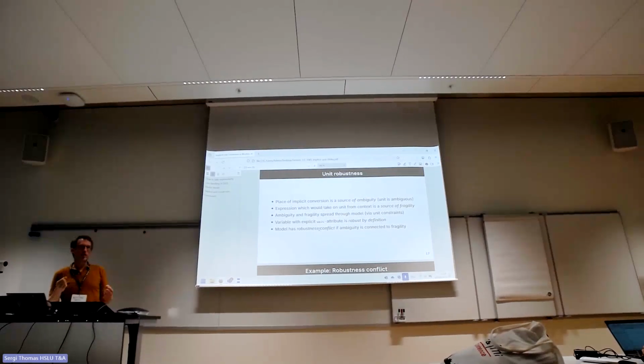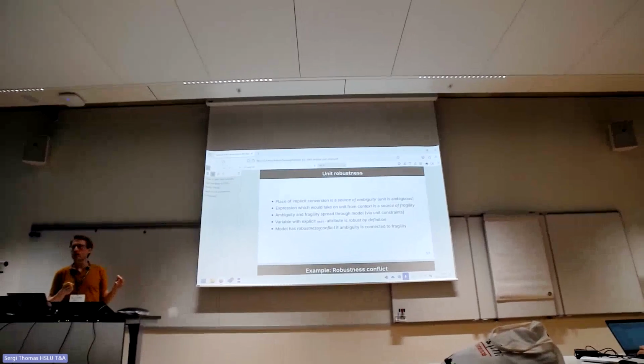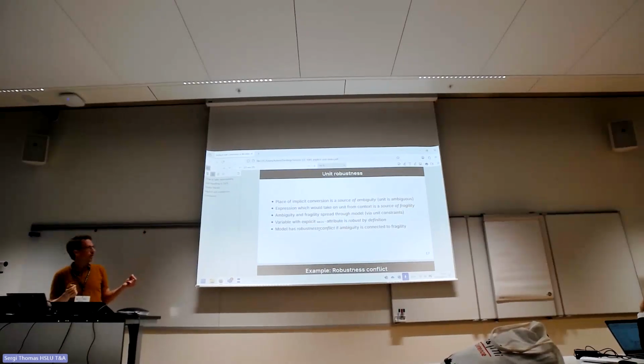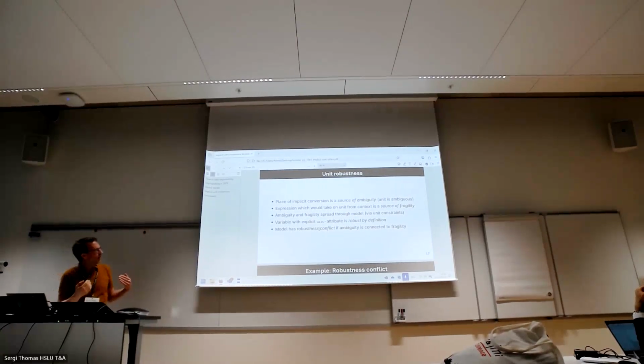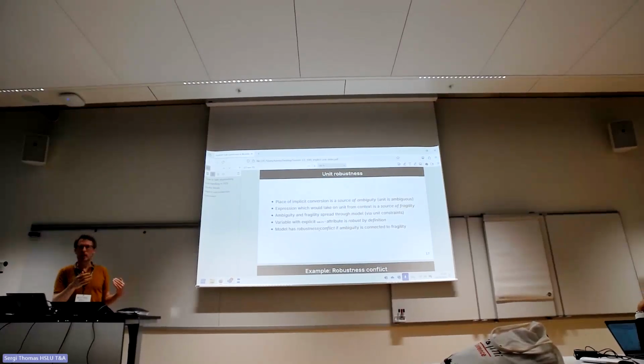And those properties, they spread through your model. You can see how this is explained in the paper if you want to understand why. But we say that if a variable has an explicit unit attribute, this is robust by definition. And we don't allow ambiguity or fragility to spread across such a variable. And then if we end up with a way for robustness to reach fragility, this is when we have a problem, and we will reject those implicit unit conversions as invalid.